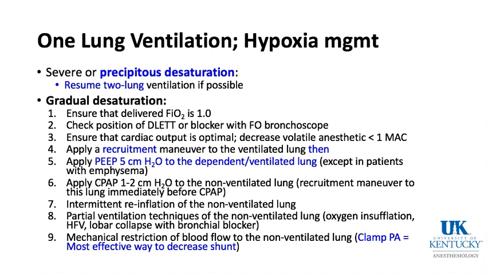More often it's a gradual desaturation where your saturation starts in the 90s and slowly it's going down, and next thing you know it's in the mid to high 80s, and what do you do? Well, one, make sure you're delivering an FiO2 100%. Check the position, if you haven't done it already, or do it again, of your double lumen tube or bronchial blocker with a fiber optic bronchoscope.